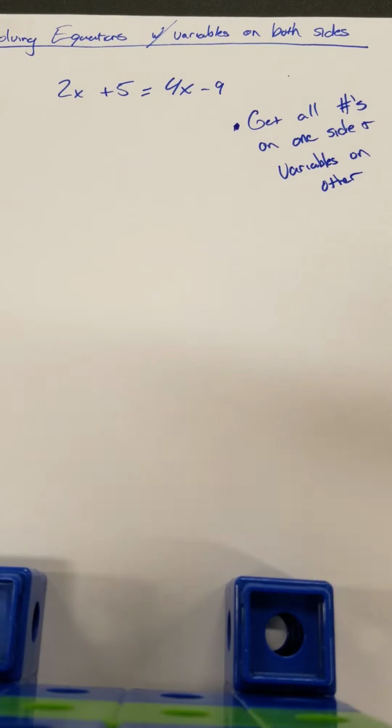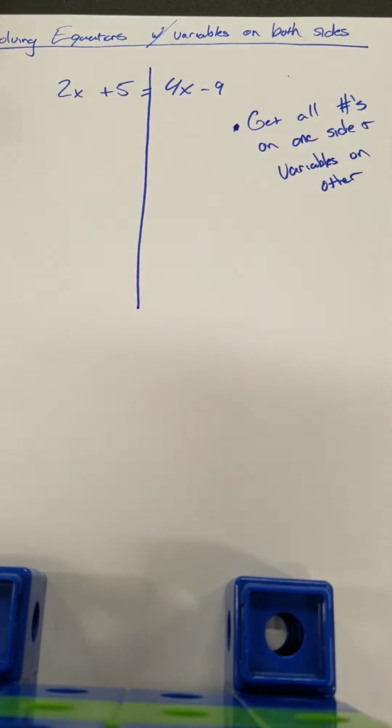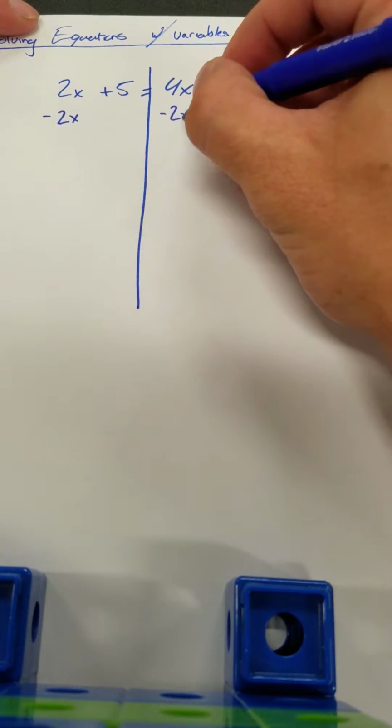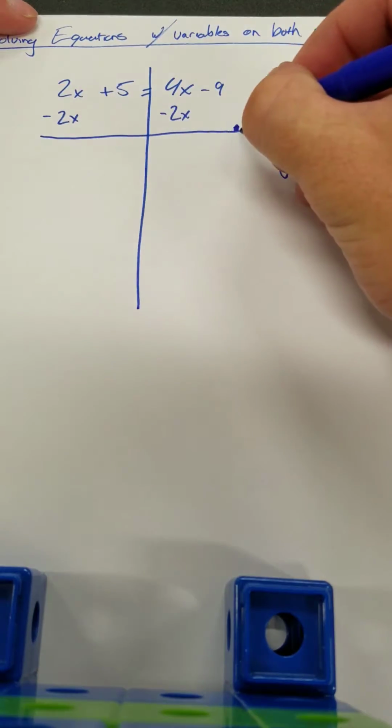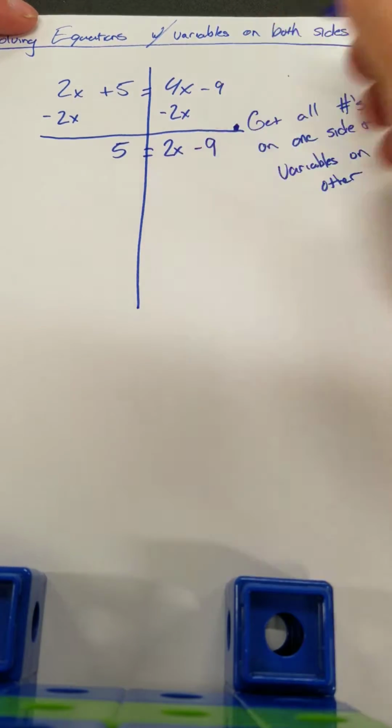So if I'm looking at this equation, 4x has more x's than 2x. So I'm going to move all my variables over here, which means I have to move all my numbers over there. So again, draw my line down the middle. I'm going to move the 2x over. Since it's a positive 2x, I subtract 2x. That means there's a 5 equals 4x minus 2x is 2x minus 9.